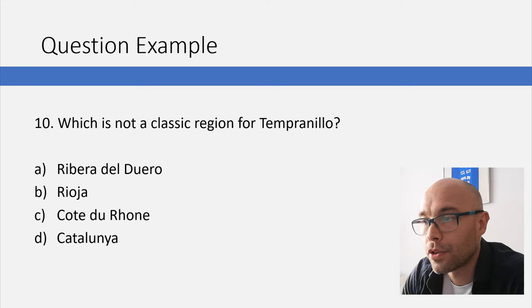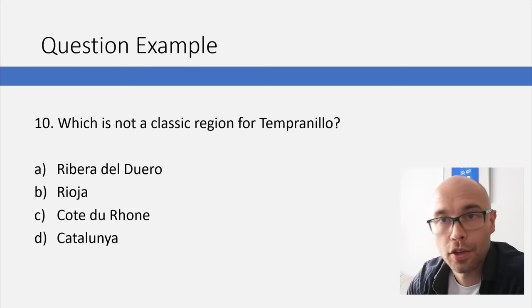Which is not a classic region for Tempranillo? Ribera del Duero, Rioja, Cordero, Catalunya. The correct answer is C, Cordero.